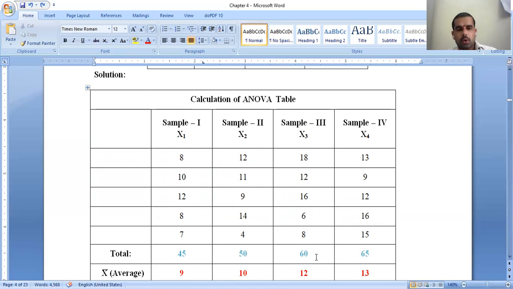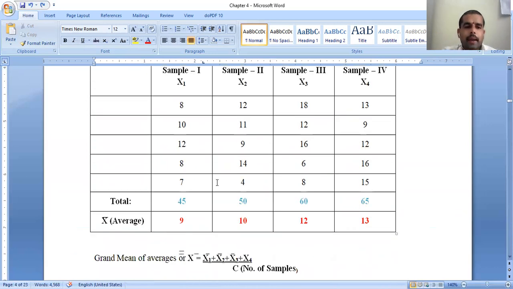After doing that, with these totals, find out the average here. Average is nothing but x bar of all the values here. Okay, 45 divided by how many samples are there in x1? 1, 2, 3, 4, 5. 45 divided by 5, that is 9. Then 50 divided by 5, that is 10. 60 divided by 5, that is 12. 65 divided by 5, that is 13.